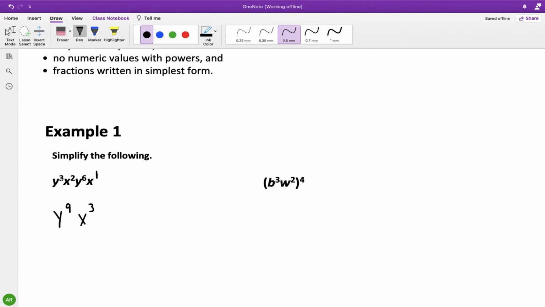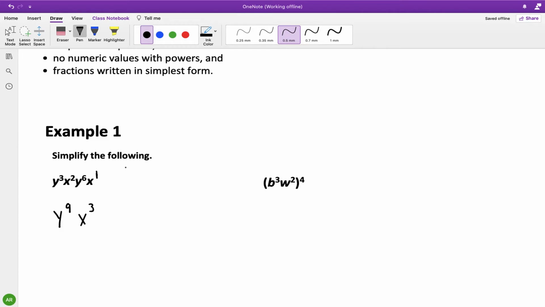So remember, if you're looking at no power to power, you're just trying to find the same bases, and then you're going to add them together. Okay, that's it. We can't simplify it any further. That is your final answer. You might see some people ordering your variables in alphabetical order.